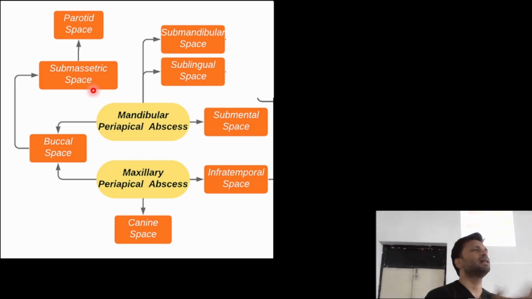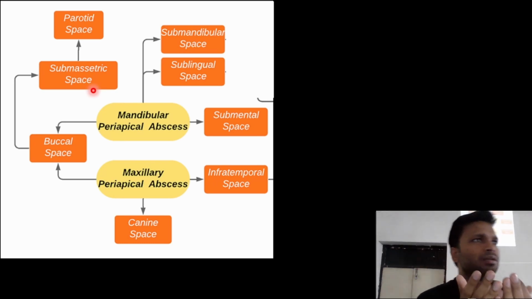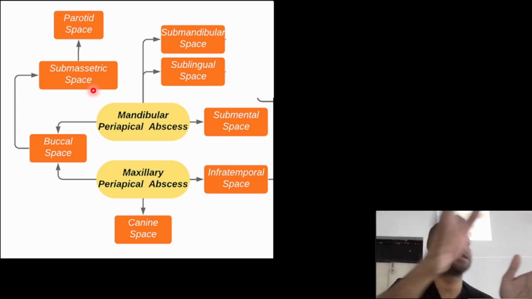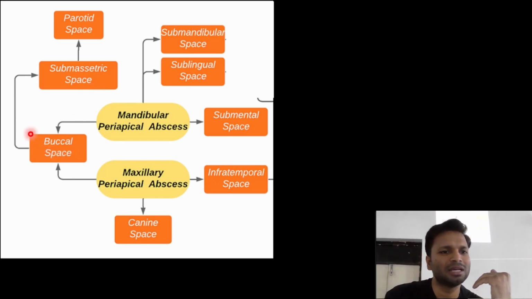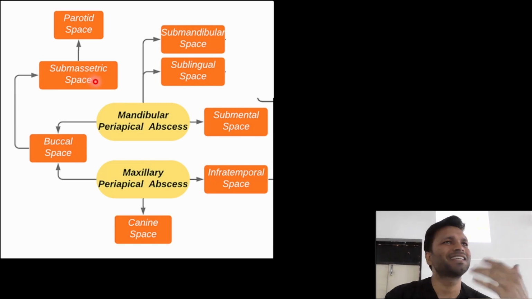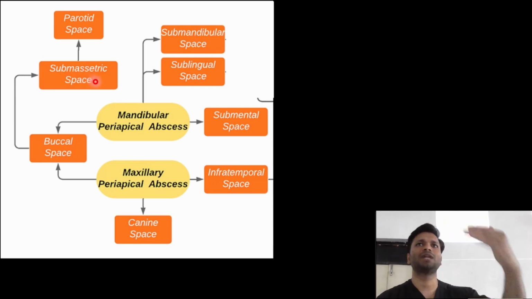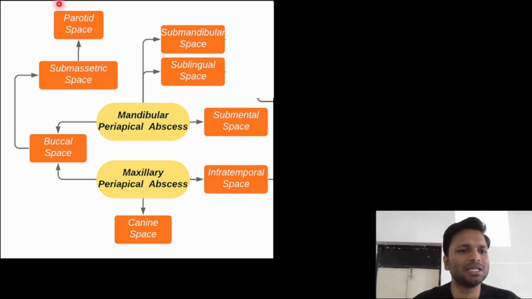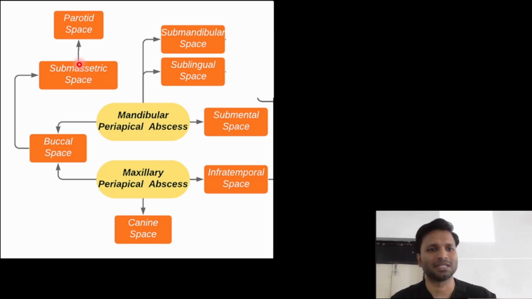Parotid gland is surrounded by the parotid capsule. So this infection can easily breach the parotid capsule and involve that space also. So from the buccal space, infection can spread to the submasseteric space, and from there to the parotid space. That is the parotid capsule. Okay. So these are the two secondary spaces after the buccal space infection.